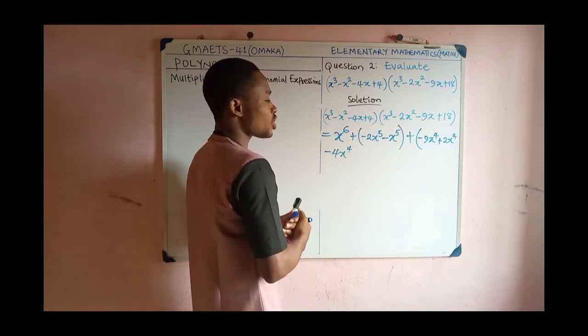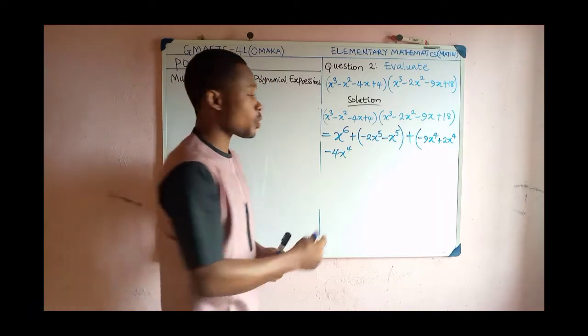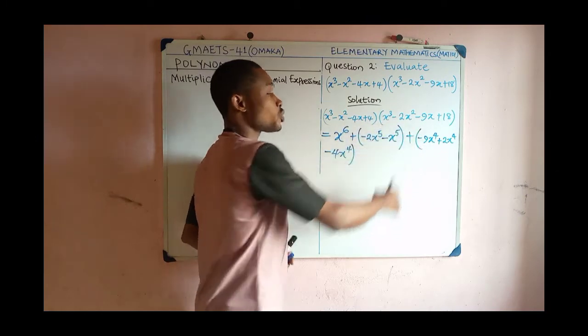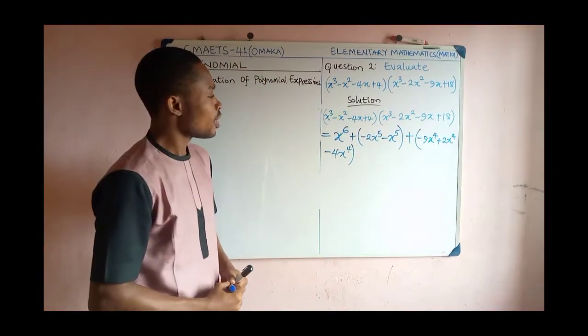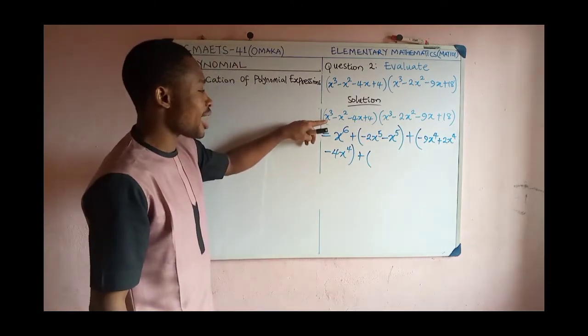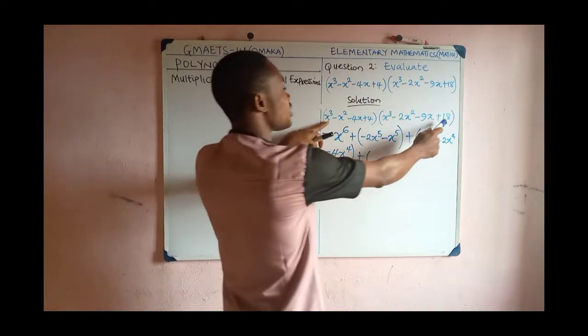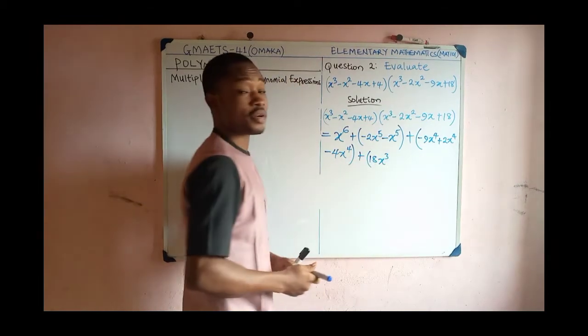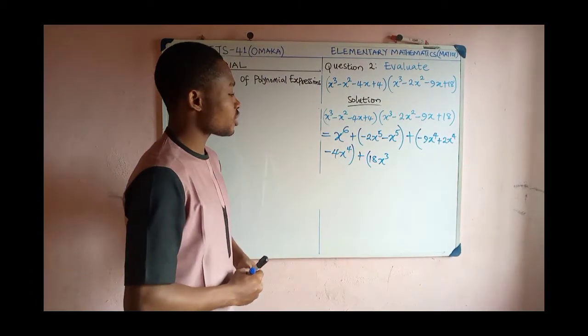And I guess that is all for terms that will give us x raised to the power 4 when we multiply them. This 4 cannot produce any x raised to the power 4 when you use it to multiply. So we'll move on to x raised to the power 3 terms. Come back again, this is x raised to the power 3. If it multiplies this 18, it's going to give us 18x raised to the power 3. Is that okay? It's going to give us 18x raised to the power 3.